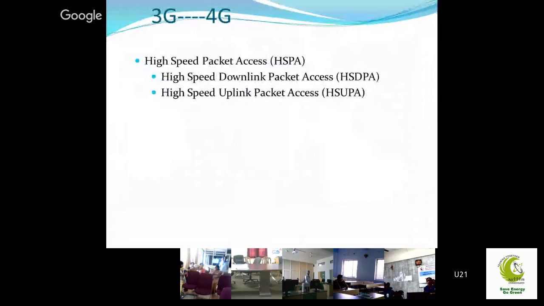So if we are going from 3G to 4G, there are a number of entrants, like HSPA is one of them. HSPA stands for High Speed Packet Access. It is basically a combination of two technologies. One is High Speed Downlink Packet Access and the other is High Speed Uplink Packet Access.